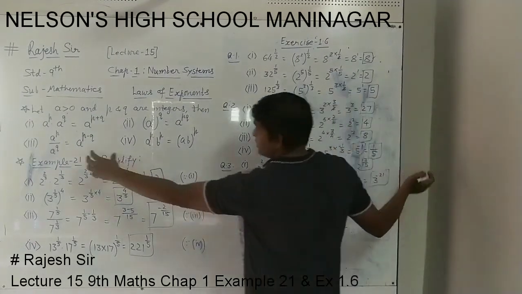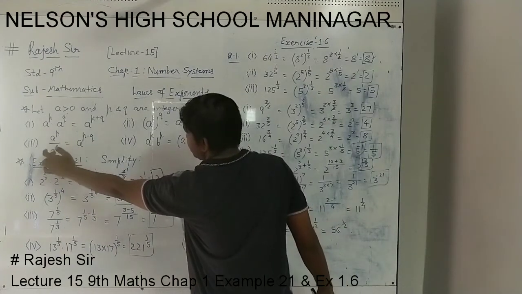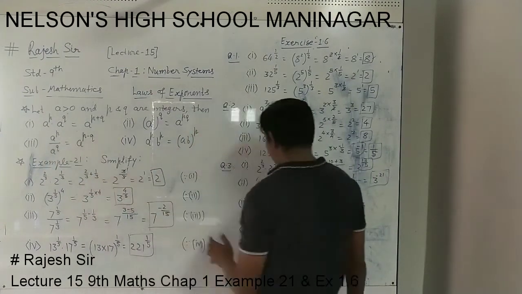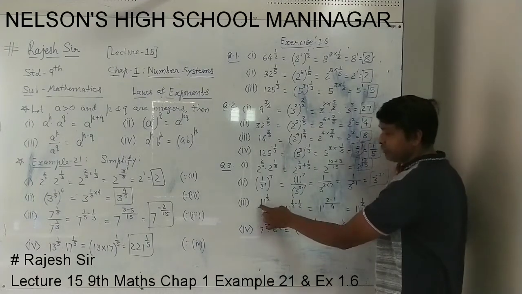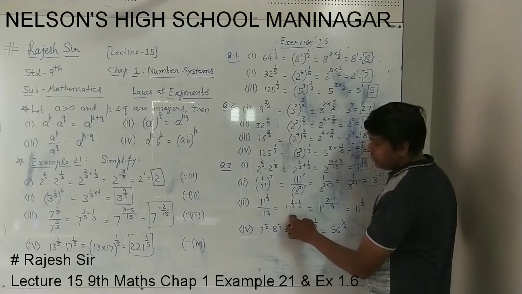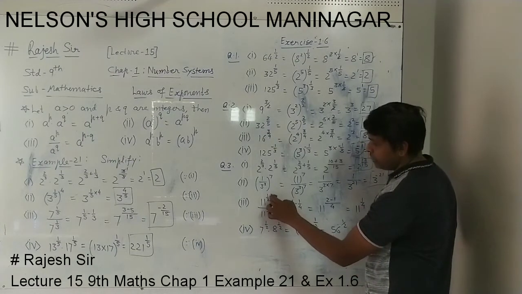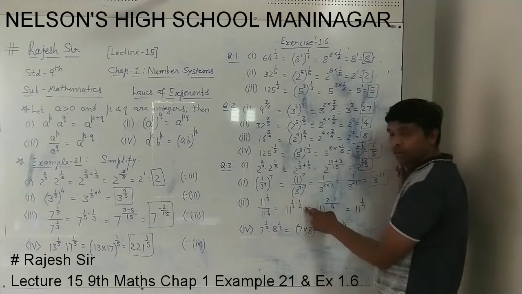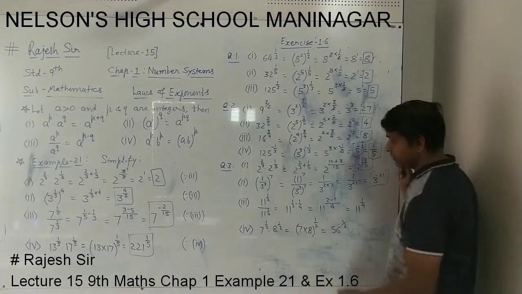Now the third number, 11 raised to 1 by 2 upon 11 raised to 1 by 4. This is the same as the third law: a raised to p upon a raised to q is equal to a raised to p minus q. In a similar way, in the case of 11, p is 1 by 2, q is 1 by 4. So 11 raised to p minus q, which is 1 by 2 minus 1 by 4. The power should be subtracted because it is division.